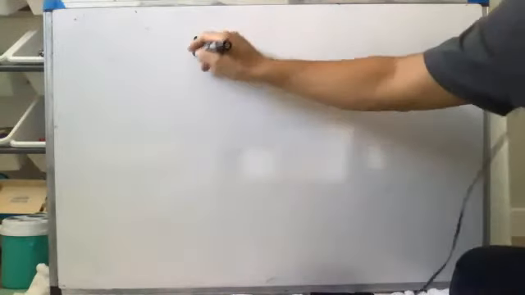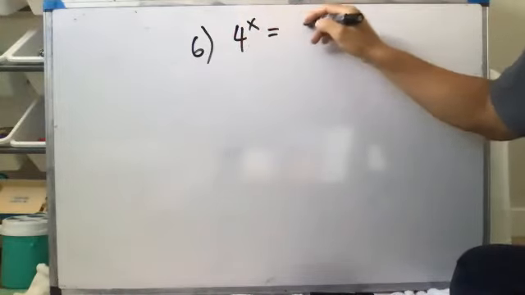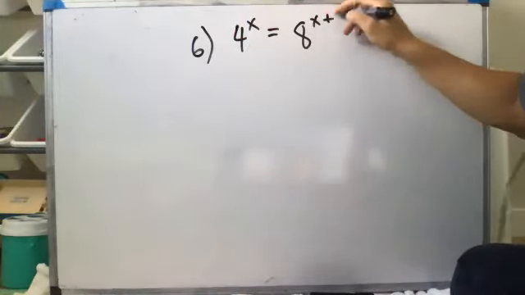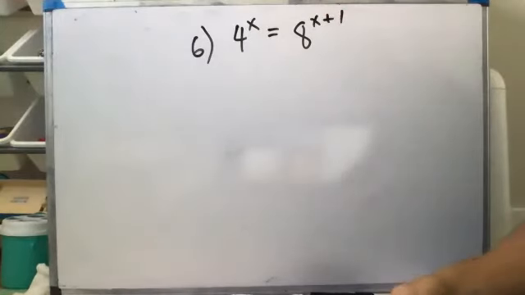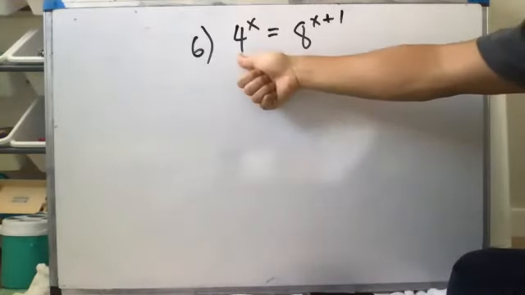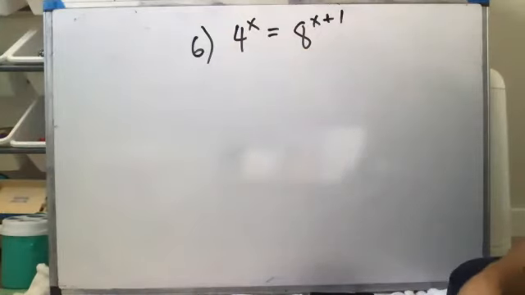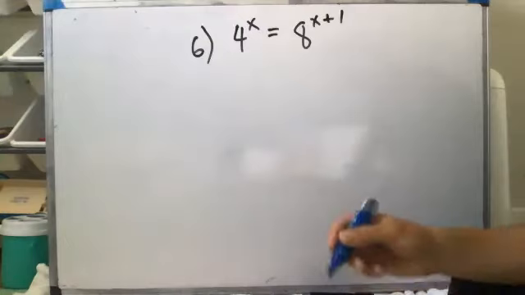Okay, this is the trickiest one of the batch. Solve 4 to the x is equal to 8 to the x plus 1. So you know how we said to write everything in the same base, but this is actually tricky to write in base 4. And similarly, this is kind of tricky to write as base 8. So what we want to do instead is write these as base 2. This is how I want to think of it.